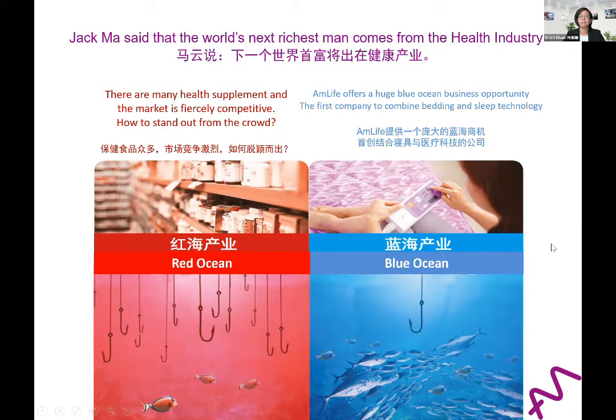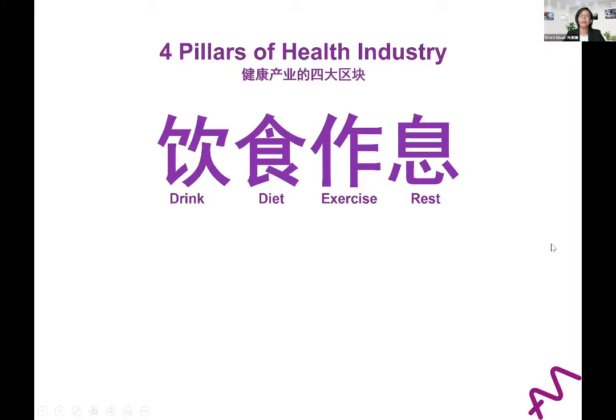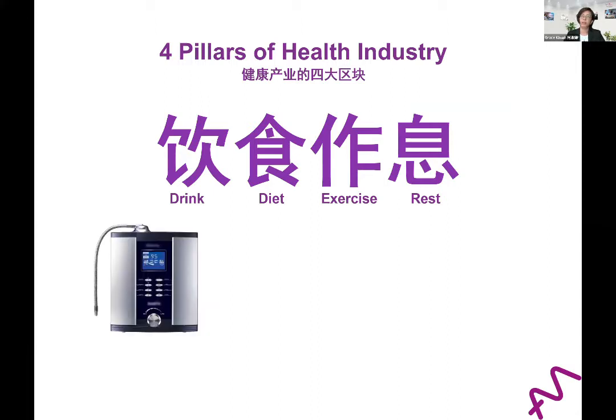Next, the 4 pillars of health. Do you know how to explain this? In the health arena, we have drink, diet, exercise, and rest. So ask them, do you have a water machine at home? Depending on the answer, in Singapore, our percentage is not as high, but have a conversation, not too long, because our focus is not here, our focus is at the end.